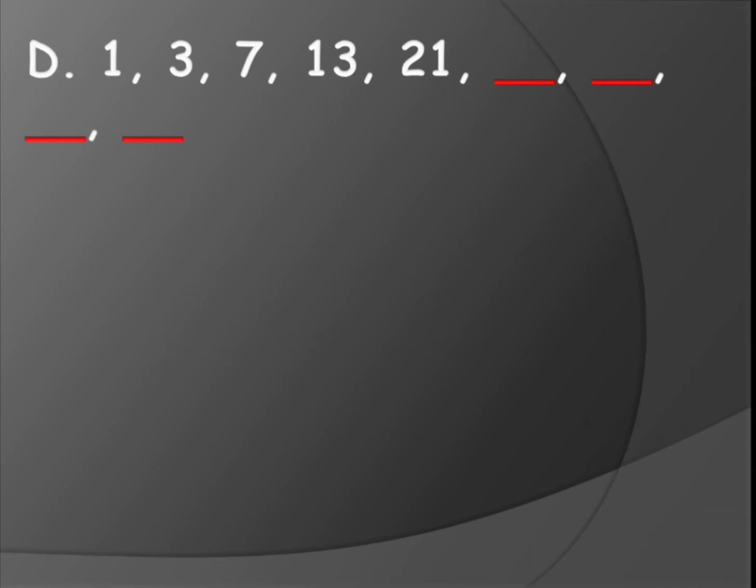21 plus 10 will give us 31. 31 plus 12 you need to have. 10 we finished, so you have to add 12. So 31 plus 12 will become 43. And for this 43 you need to add 14, isn't it? That becomes 57. And for 57 you need to add 16. So if you add 16, that becomes 73.